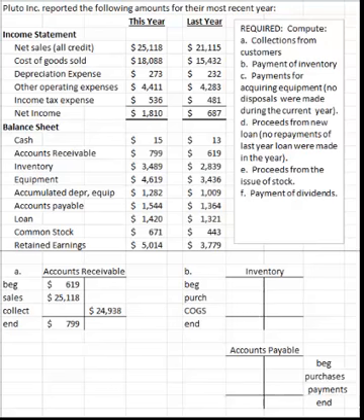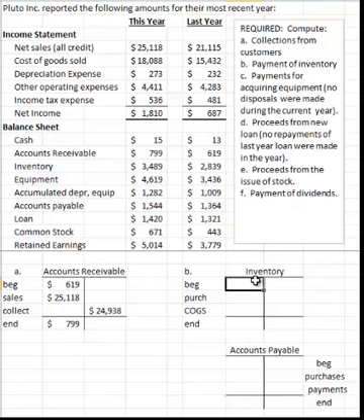So let's just review these accounts. Inventory goes up by purchases and down by cost of goods sold. Accounts payable goes up by purchases and down by payments. All right, so we have to solve for the purchases here and then put it in accounts payable in order to solve for the payments. So let's populate these accounts.